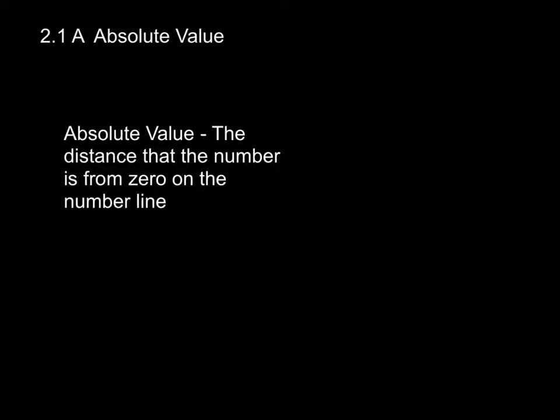Okay, so when we say the absolute value of 6, first of all, the way that we show absolute value is by two long lines. If we said the absolute value of -6, that would be 6. If we said the absolute value of 6, it would also be 6, okay? Because we're just talking about how far that number is from 0 on the number line.